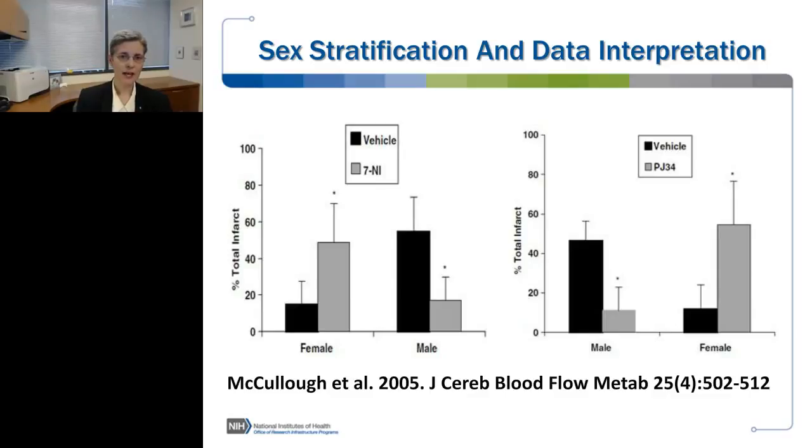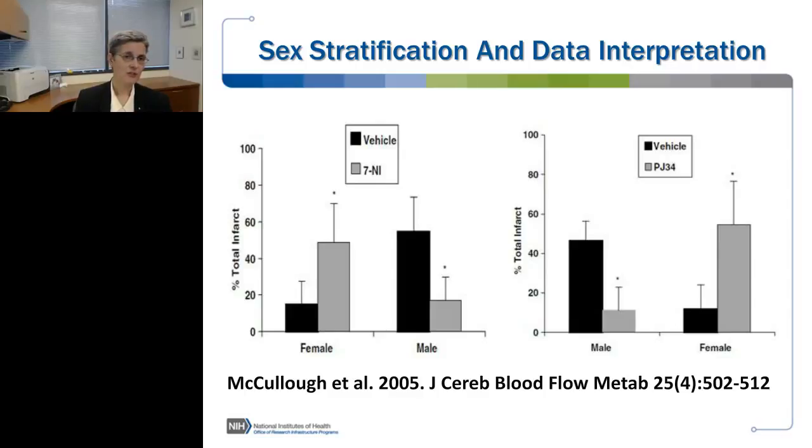If you look at the vehicle-treated animals in this one example here, again, you will see that female animals have significantly less infarct volume compared to the male animals. What's really interesting is the response of each sex when they're given the drug that's being looked at in this study. In this case, the female animals actually have a worse outcome when treated with this agent compared to the male animals. And this is true in both examples.